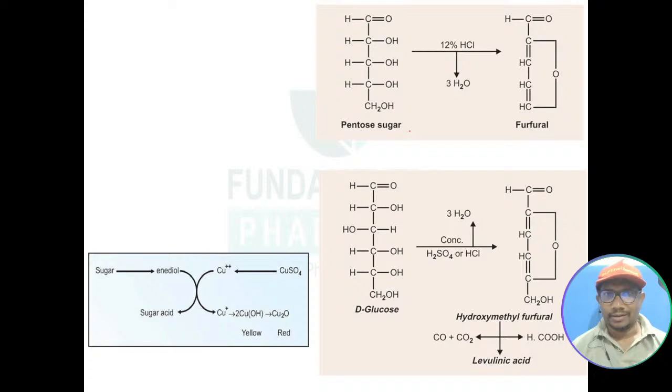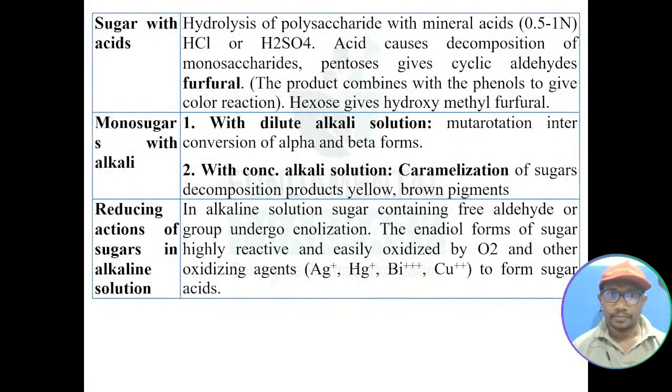Treatment with acid. A pentose sugar, when treated with acid, gives a furfural aldehyde derivative, furfural. When sugars are treated with acid, hydrolysis of polysaccharides with mineral acids of 0.5 to 1 normal causes decomposition of the monosaccharide. Pentose gives a cyclic aldehyde known as furfural. The product combines with phenol to give a color reaction.